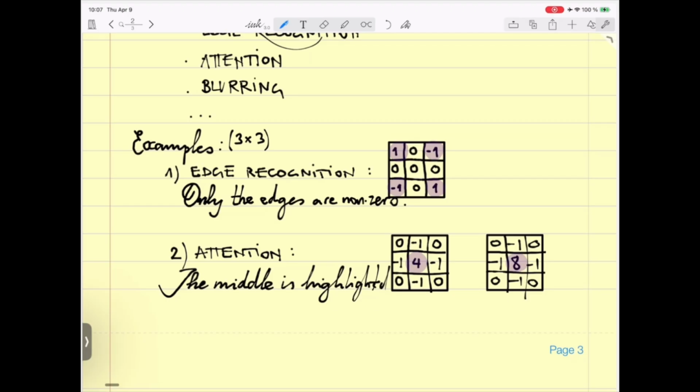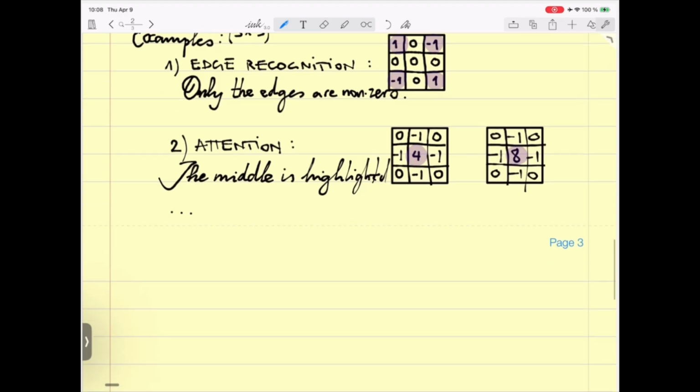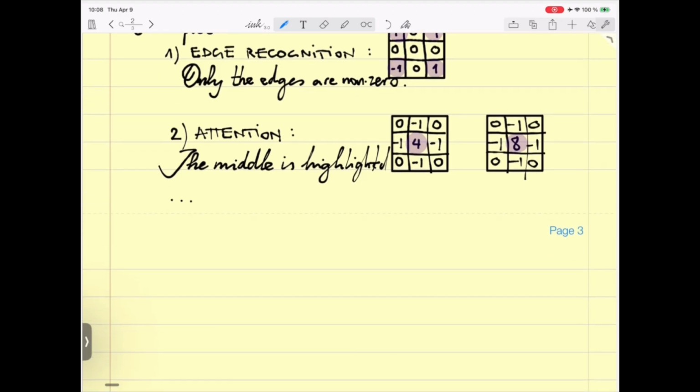You cool? And there are many ways to do this, depending on the coefficients you put there. Okay, depending on what you want to get. All right, any questions?